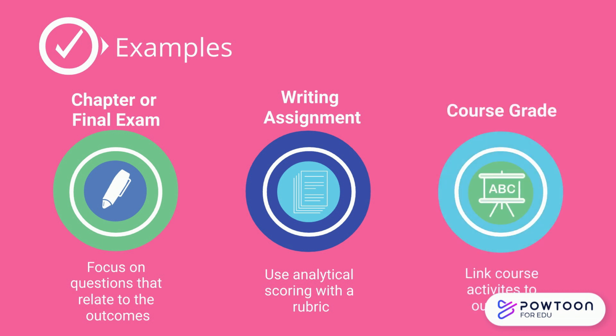Maybe on a writing assignment, faculty members can use a rubric that's aligned with the outcomes, and they can report individual scores instead of one total score. And lastly, for the course grade, perhaps there is an exercise faculty can do linking the course activities to different outcomes and then reporting that information.